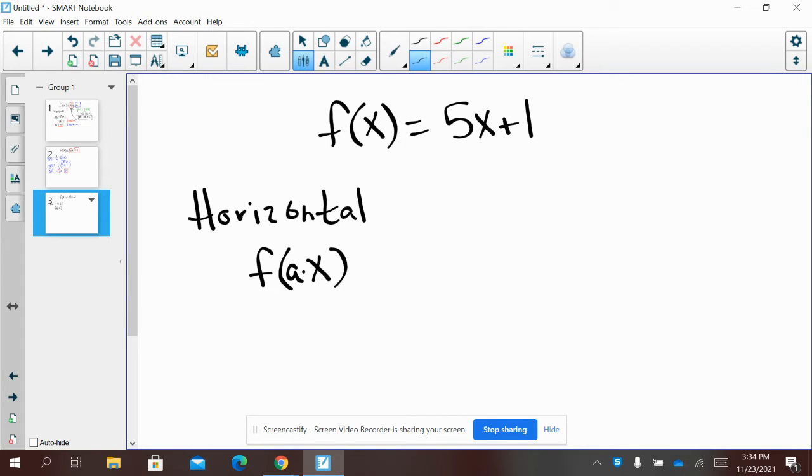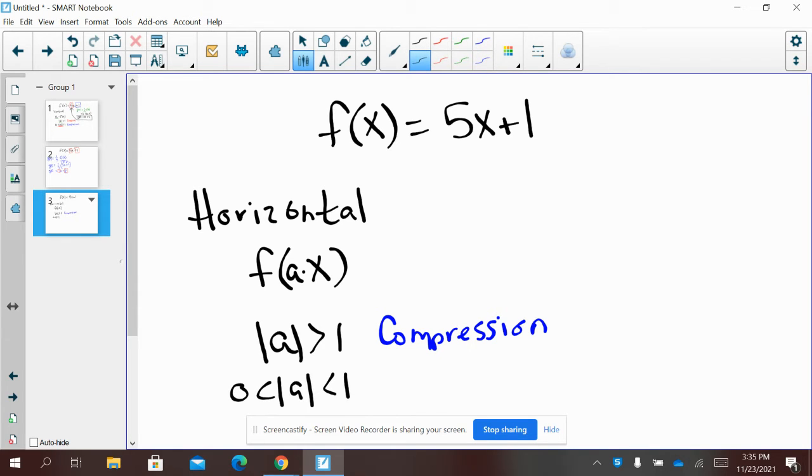If I had an a value somewhere in between, if I have an a value greater than 1, or an absolute value a value greater than 1, we're going to call that a horizontal compression. And if we have an a value that's somewhere in between 0 and 1, well, we call that a horizontal stretch.